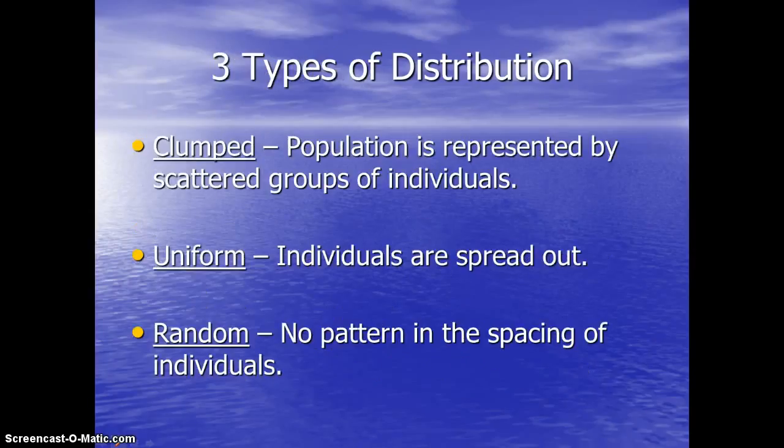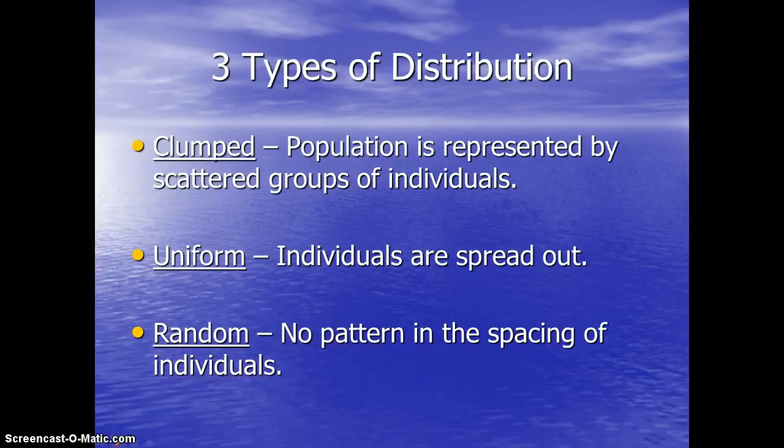But these are the three major types of distribution. You can have a population that is clumped, uniform, or random. A clumped population is where you have a group of individuals that are scattered about within a particular area. Uniform is where they're more spread out uniformly. It's easy, no other way to say that one. And then random would be where there's no real rhyme or reason how they get distributed, it's just happenstance how they get distributed within a particular area.